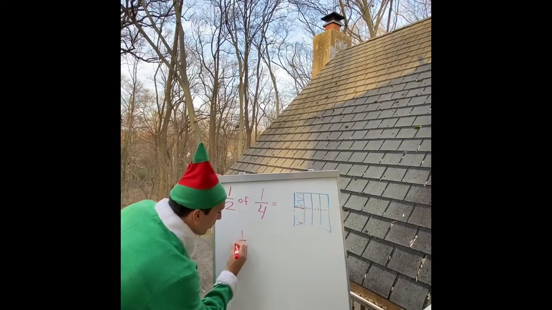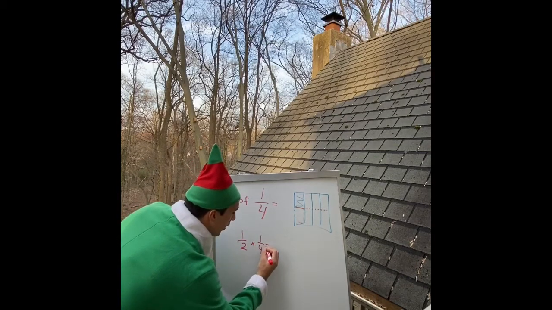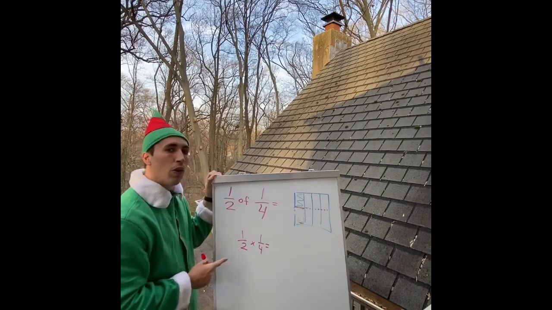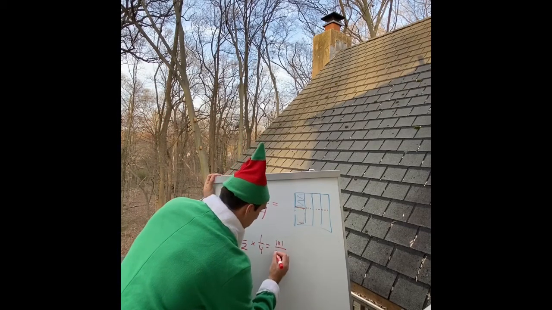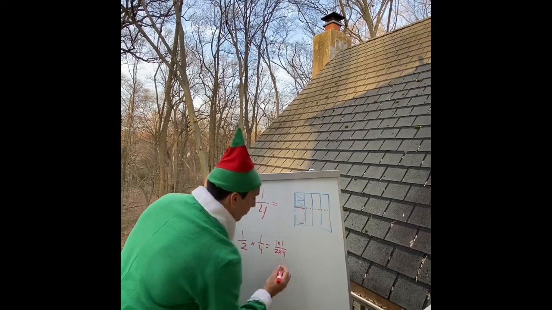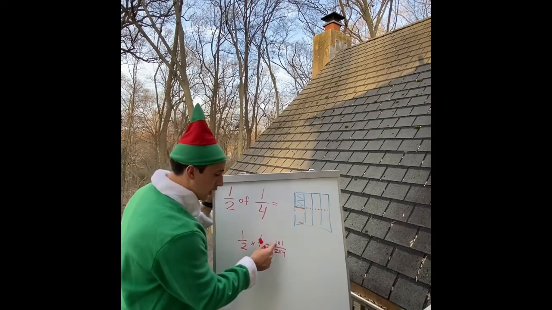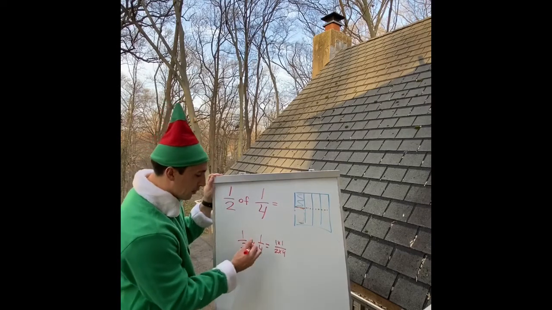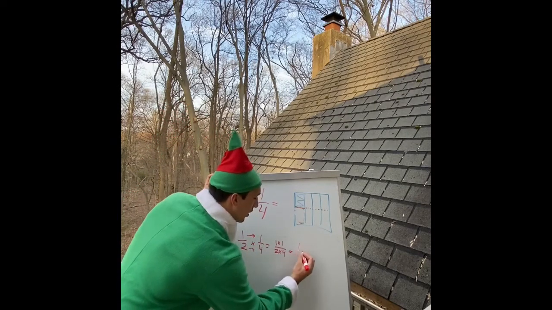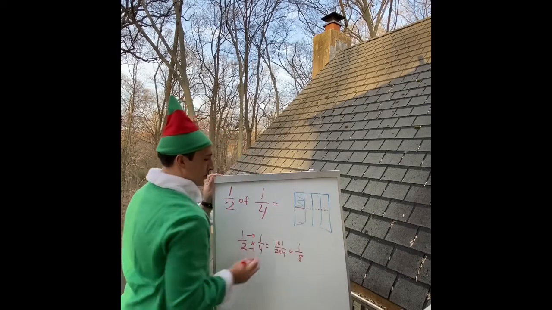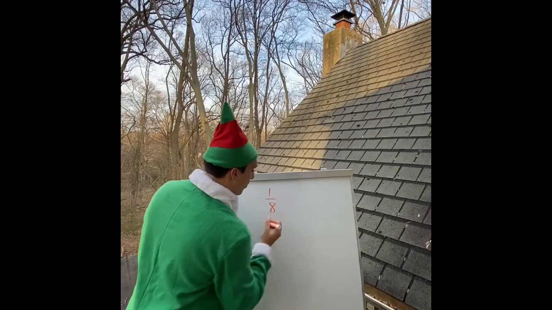When we look at this problem, 1/2 times 1/4, it will give us what? That's right, 1 times 1, 2 times 4. Remember, we multiply the numerator times the numerator, denominator times the denominator, straight across. That would give us 1/8. Right. So we have 1/8 of the sack left of presents.